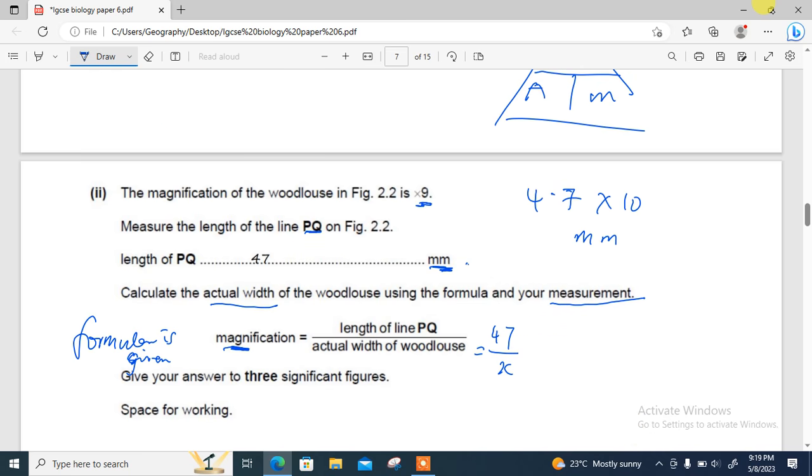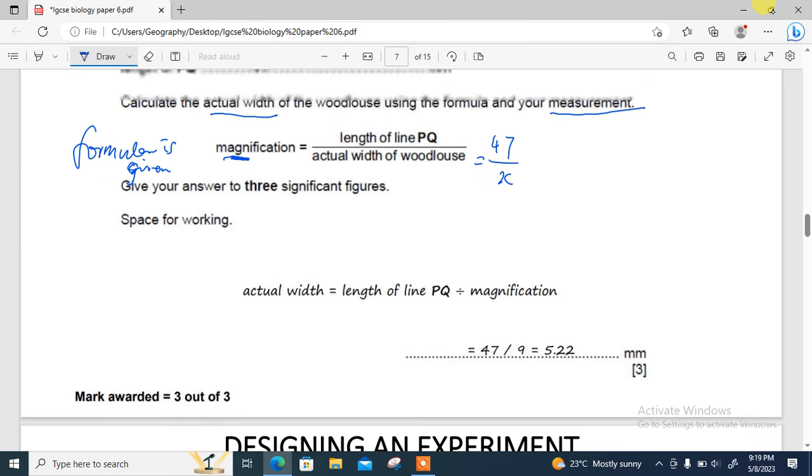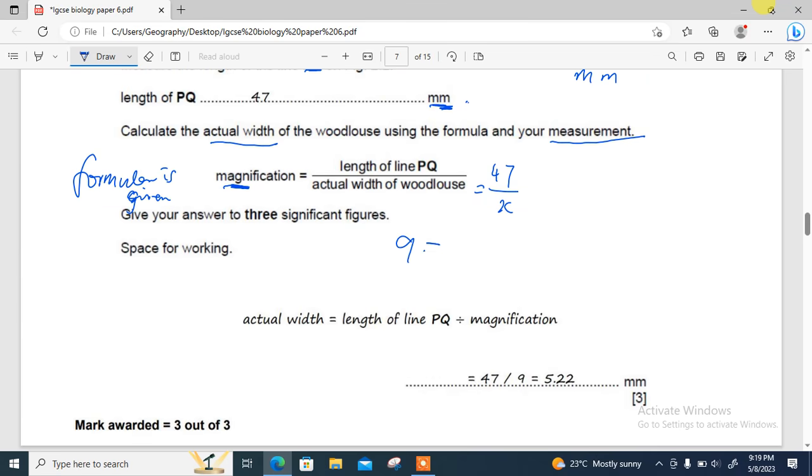Magnification is given as 9. Now, in some questions, they won't give you magnification in the diagram. It won't be written here as times 9. So all you need to do in those types of questions is to look at the diagram. You will always see the magnification written there beneath the diagram, and you see the multiplication sign in front of it. So all we need to do now will be 9 is equal to 47 over x. So 9x is equal to what? 47. So your x will be equal to 47 divided by 9.